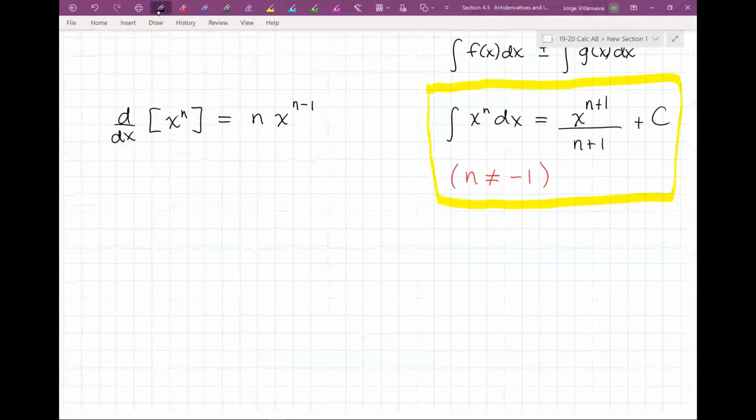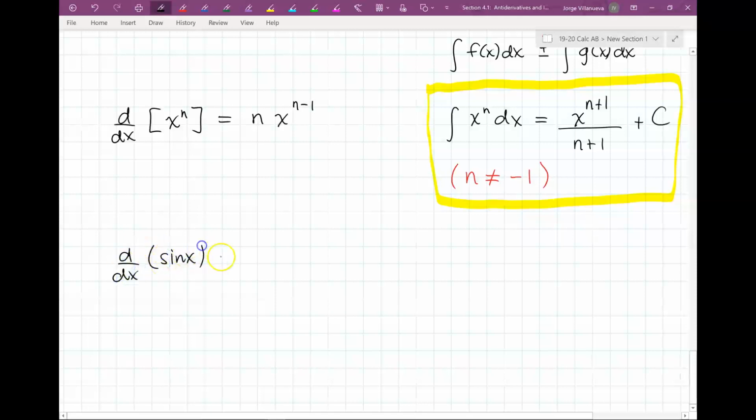Now, we are going to do the rest of these, and you're going to say, oh my gosh, these exist here. Yes, they do. d/dx of sine of x was equal to cosine of x. So that means that the integral of cosine of x dx is what? What should I expect it to be? So that's going to be sine of x.